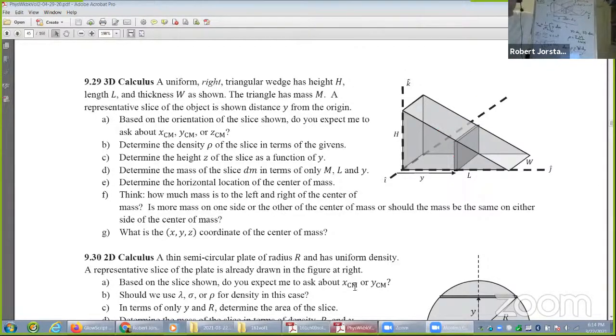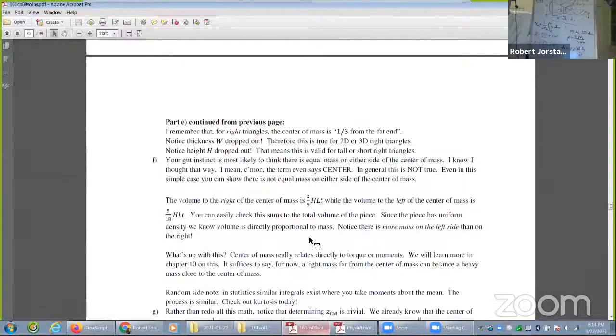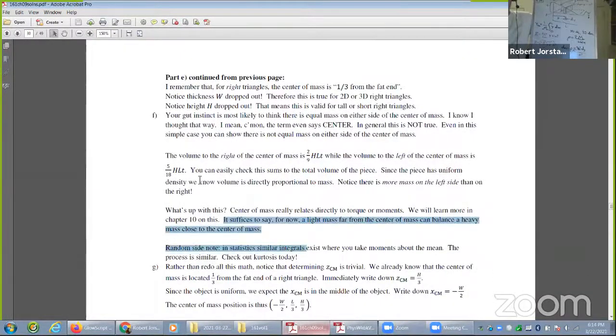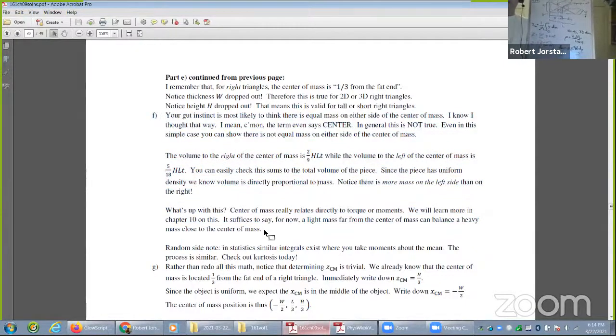So if we go into here, if you're curious, I actually worked it all out and figured this out. People have this tendency to believe that there's the same amount of mass on the left and right side. And it turns out even for this simple problem, that's just not true. We are going to cover this more in chapter 10.